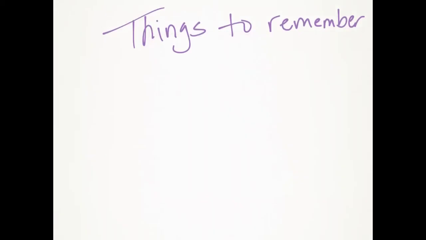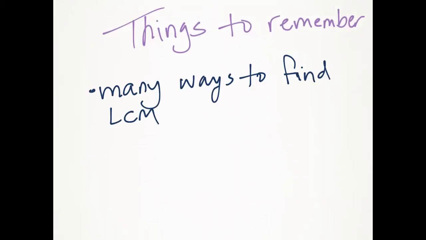So, some things to remember. There are many ways to find the least common multiple. For some situations, just listing the multiples is a quick way to do it. But for other situations, you may want to find the prime factorization and then go from there. An important reason, though, to be able to find the least common multiple is to be able to find the least common denominator when we start working with fractions.